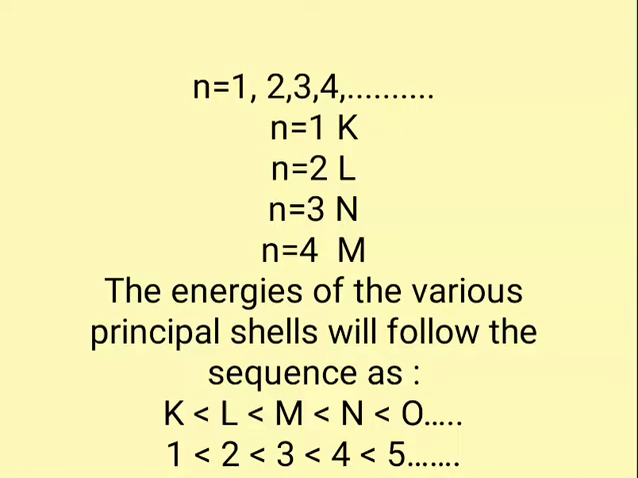And as the value of n increases, definitely the energy of the electron in that particular shell increases. That means the energies of the various shells follow the sequence. K will have minimum energy and then comes L. L will have higher energy, M will have higher than L and N will have higher than M and so on.